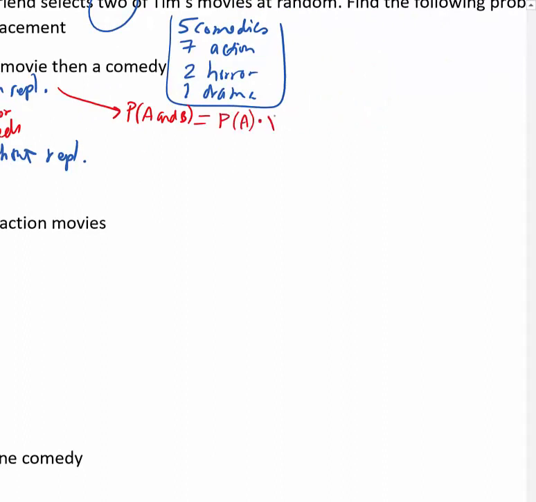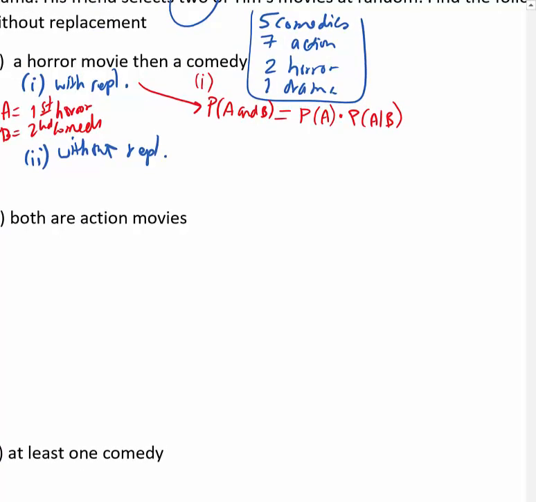Probability of A times probability of A given that B. So we'll start with part A. It's without replacement. Or sorry, with replacement. So the probability of the first one being a horror movie is, well, how many horror movies are there? 2 out of the 15 total.